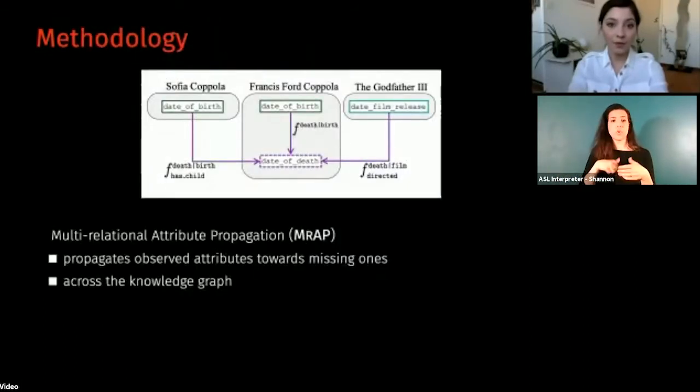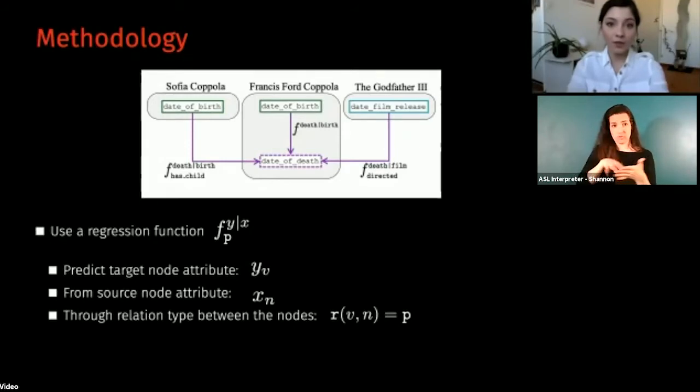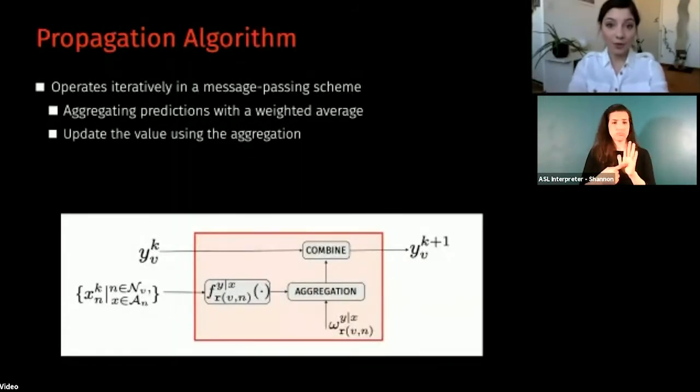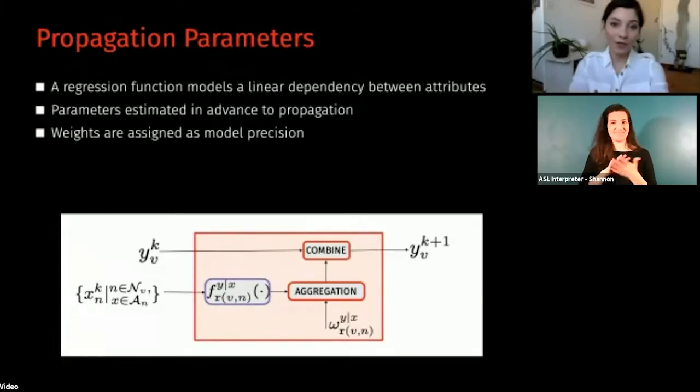We propose an algorithm which propagates node attributes across the multi-relational structure of a knowledge graph. We use a regression function to predict one node attribute from another through the relationship connecting the nodes. There is one type of regression function for each type of message propagating across the graph. The propagation algorithm operates iteratively in a message passing scheme. For each node attribute, it collects and aggregates the predictions with a weighted average and updates the value of the node attribute. A regression function models a linear dependency between the node attributes.